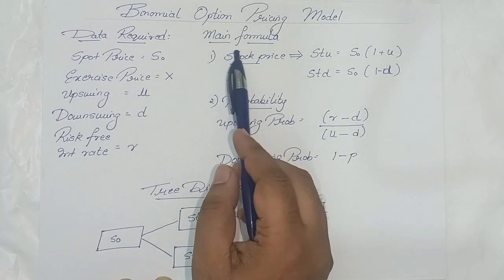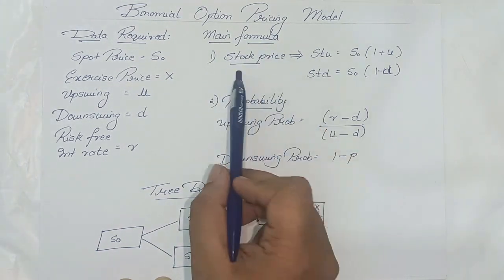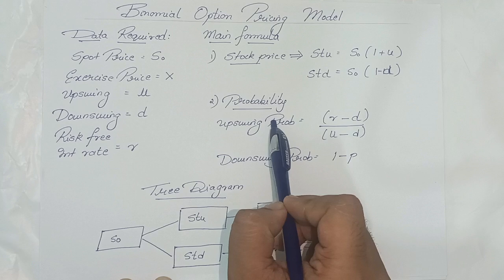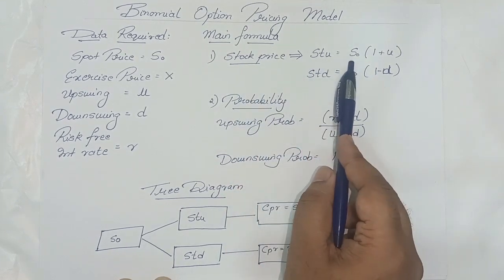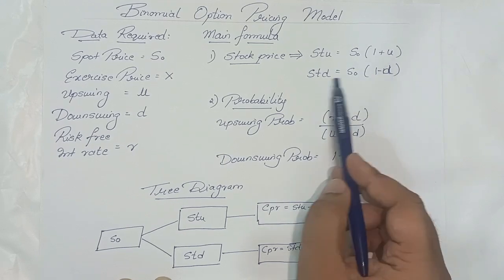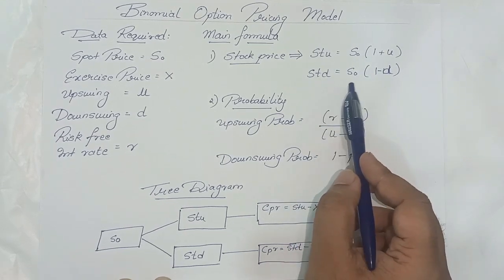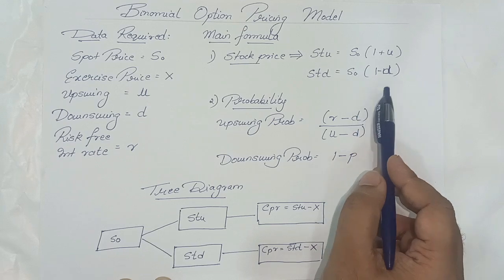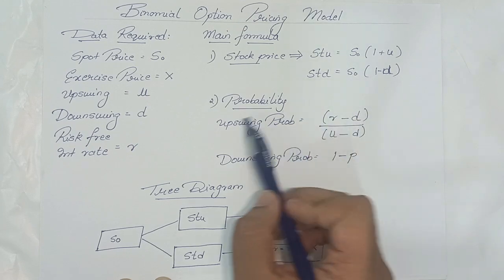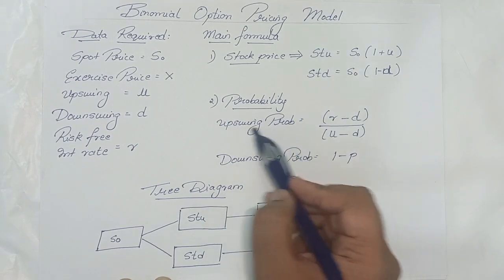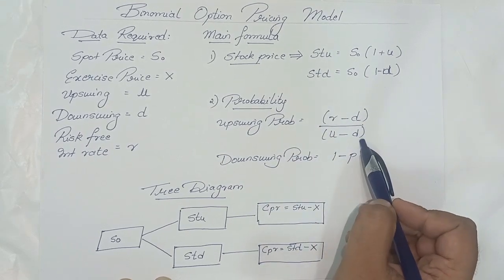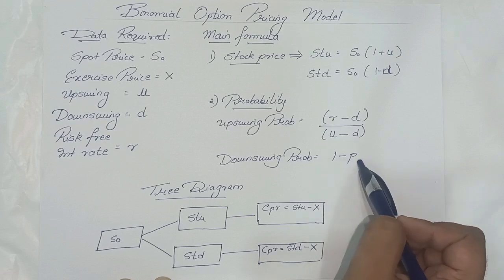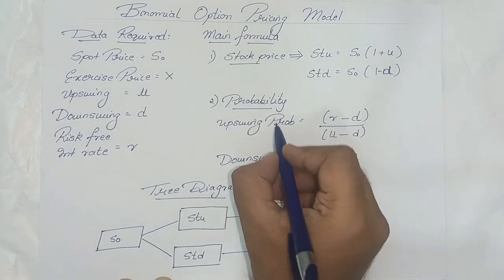Now the main things the question will ask us to find are the stock price and the probability. The formula for stock price during upswing is spot into 1 plus the upswing, and the stock price during downswing is spot into 1 minus the downswing rate. The formula for probability under upswing is R minus D upon U minus D, and for downswing it will be 1 minus P. P is nothing but the probability of the upswing.